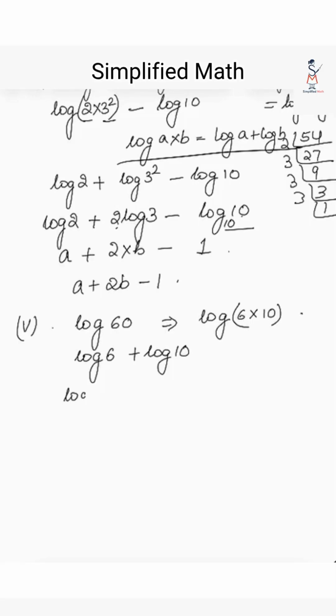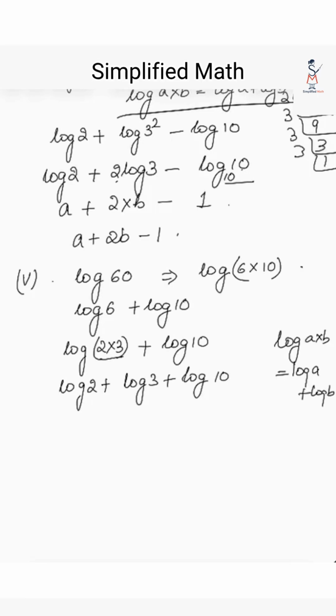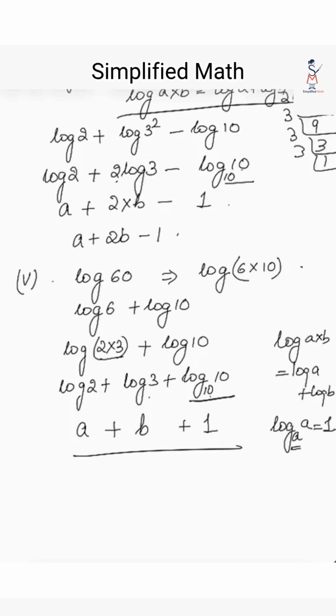and log 6 can be written as log 2 into 3 plus log 10 as it is. So the 2 into 3, log a into b is log a plus log b, right? So this will become log 2 plus log 3 plus log 10. Now we know that if there is no base, the base is 10, and any number, if it has the same base, the value is 1. So यहाँ पर log 10 to the base 10 will become 1, and log 2 is a and log 3 is b. So it will become a plus b plus 1.